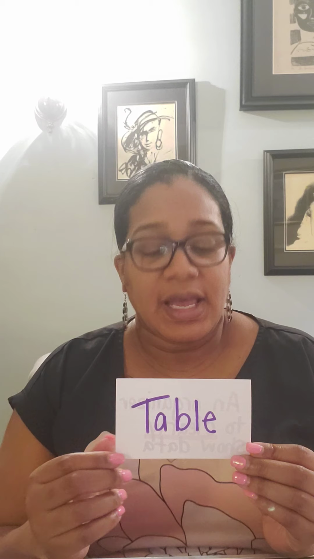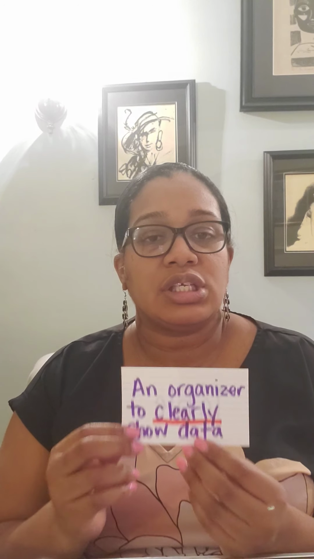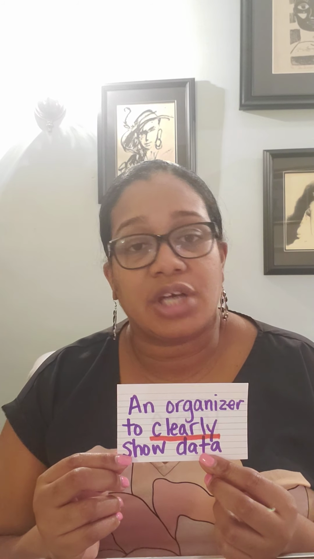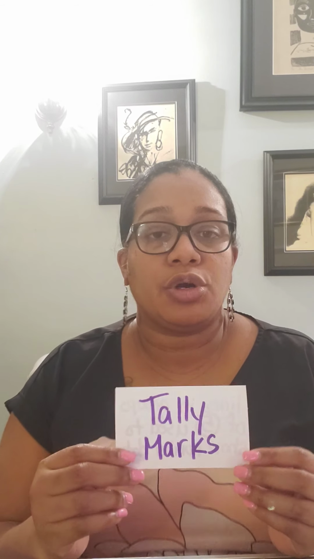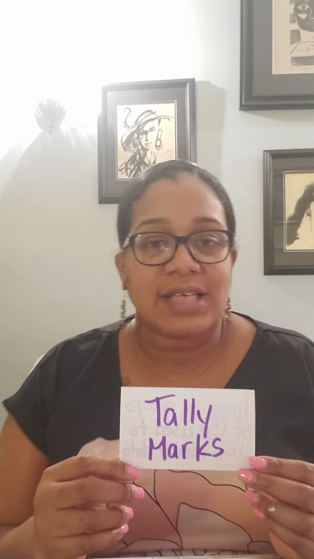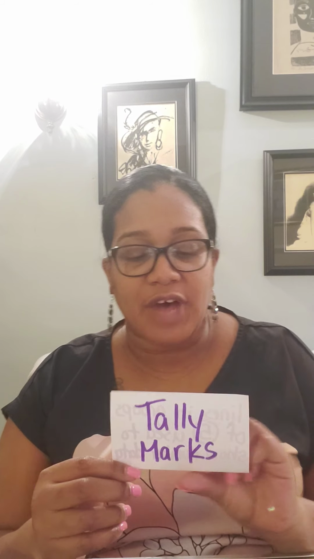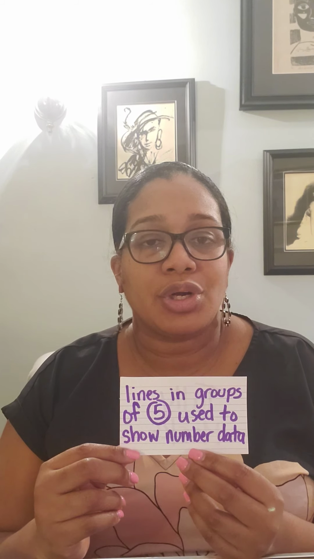All right. The next word is table. And table is an organizer to clearly show data. A table has to be easy to read and easy to understand. It has to be organized in a way that the person who is looking at it can ask and answer questions quickly and easily from that table. The next vocabulary word is tally marks. And tally marks are lines in groups of 5 used to show number data.